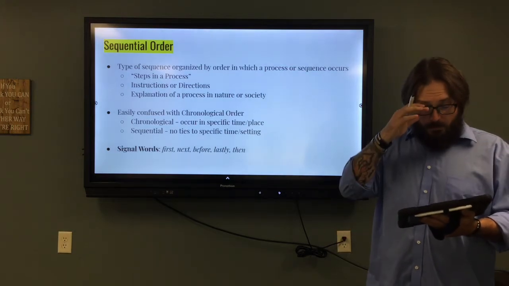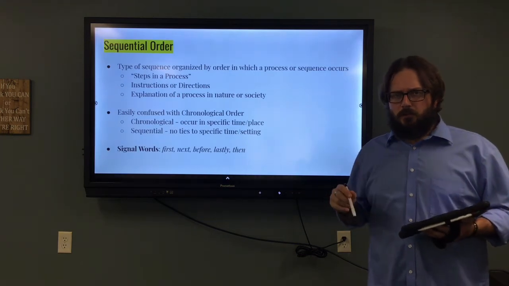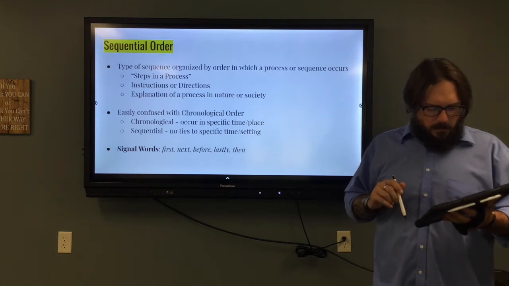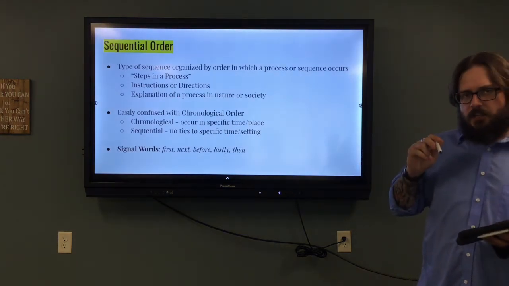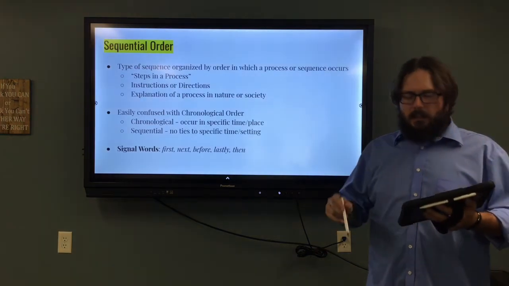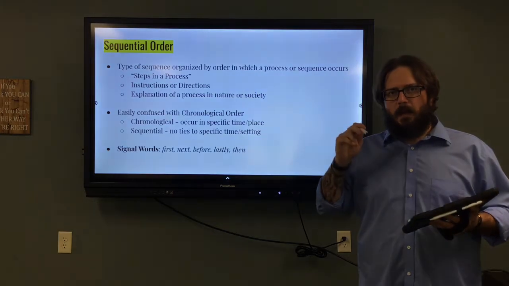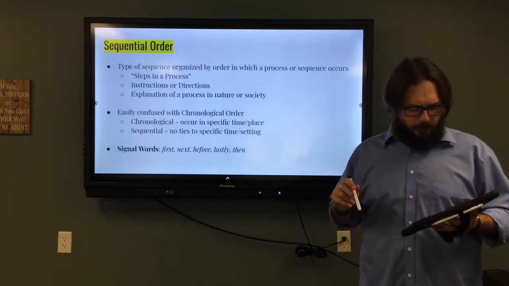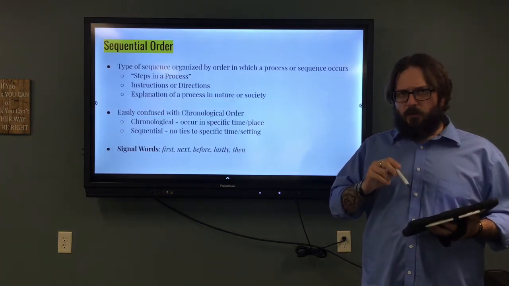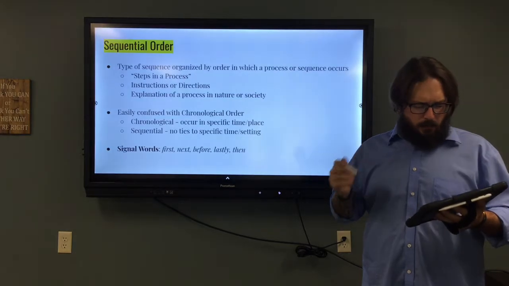Now, it's easy to confuse chronological order and sequential order, so there's a couple of things that we can do to help differentiate. Whenever something is presented in a chronological sequence, these events occur in a specific time and or place. With sequential sequencing, they're not tied to a specific time or place.